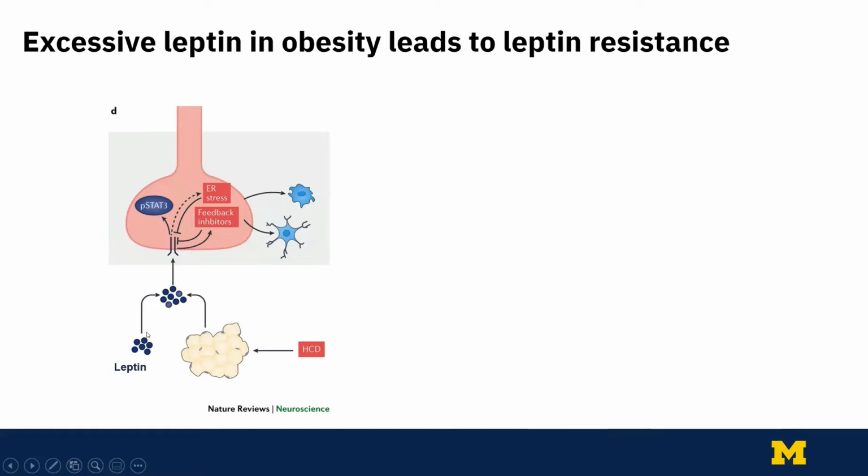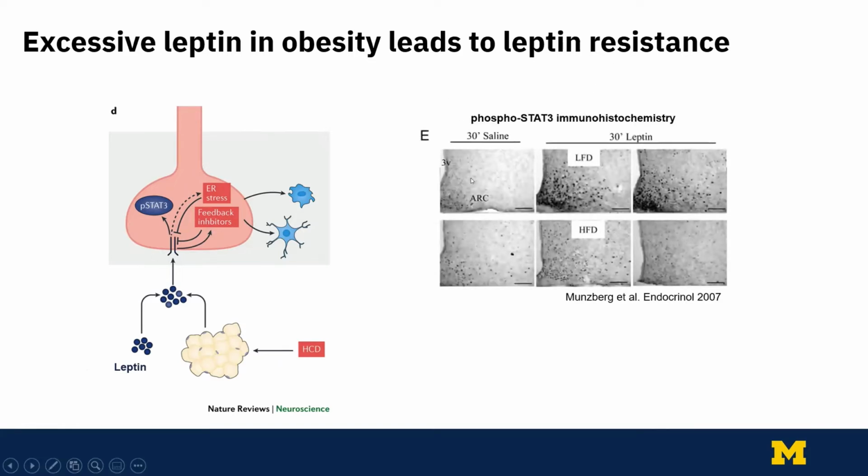Ultimately, in states of obesity where leptin levels are chronically high, we know that exogenous leptin becomes less effective at mediating its hunger suppressive and energy expenditure promotion effects. So for example, excessive levels of leptin drive baseline high levels of phospho-STAT3, as well as feedback inhibitors, ER stress, and interactions with neighboring glia that can be detrimental to the normal leptin response. This is what's known as leptin resistance. And this is famously shown here, where in baseline conditions, there's very minimal phospho-STAT3, but then is dramatically upregulated with leptin treatment.